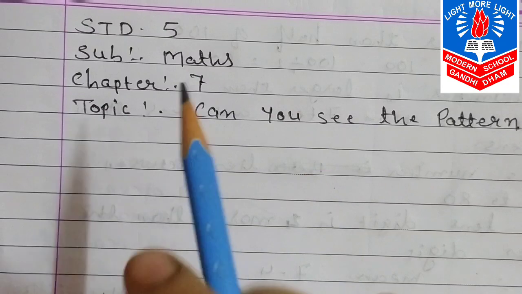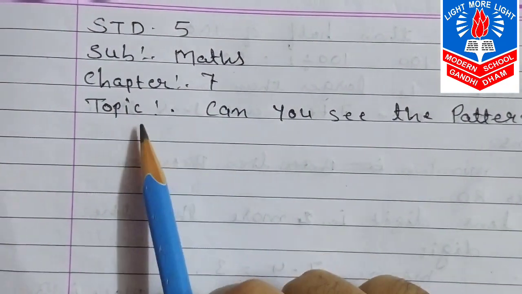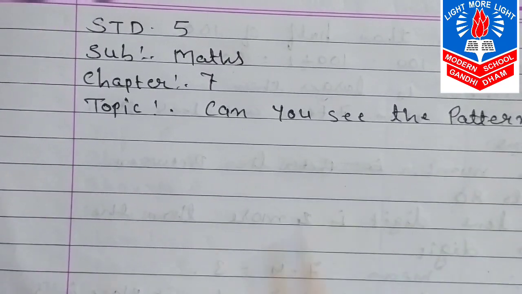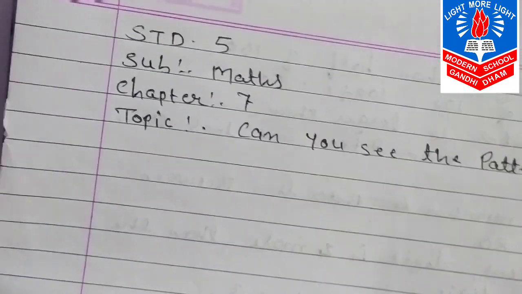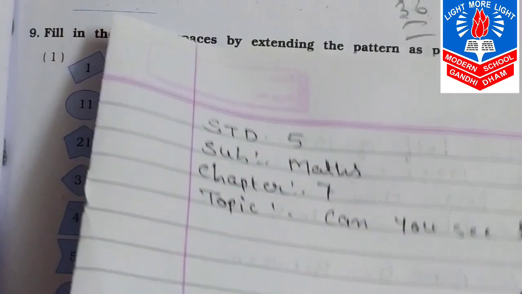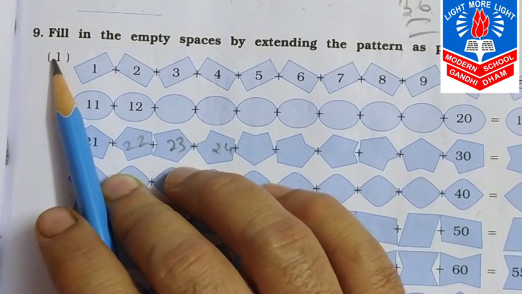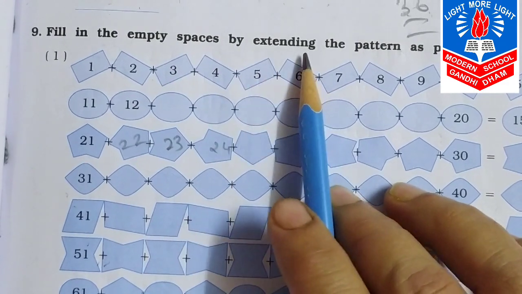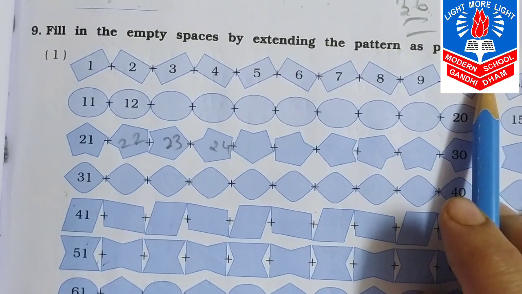Today we will study maths, chapter 7, topic: Can you see the pattern? Now we are in the third part of this chapter. Okay, here is question number 9. Fill in the empty space by extending the pattern as per the rule.